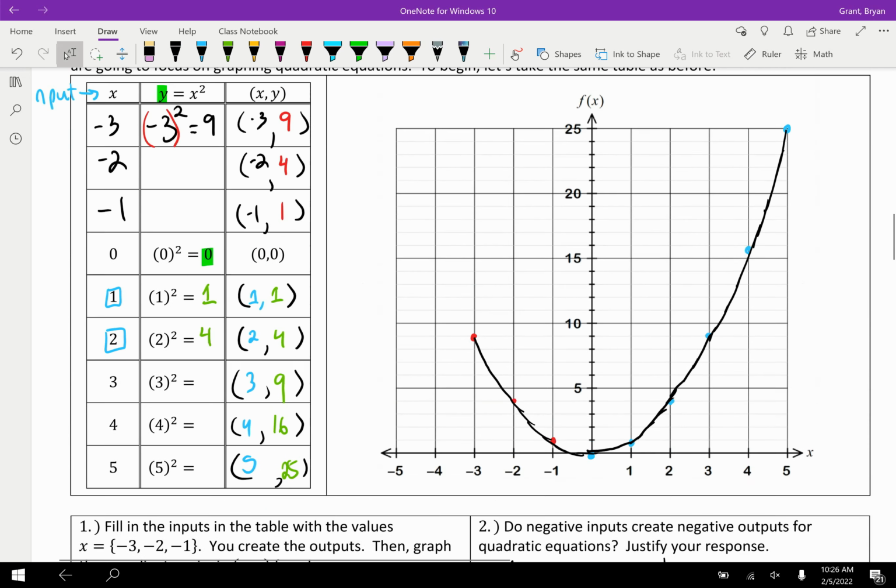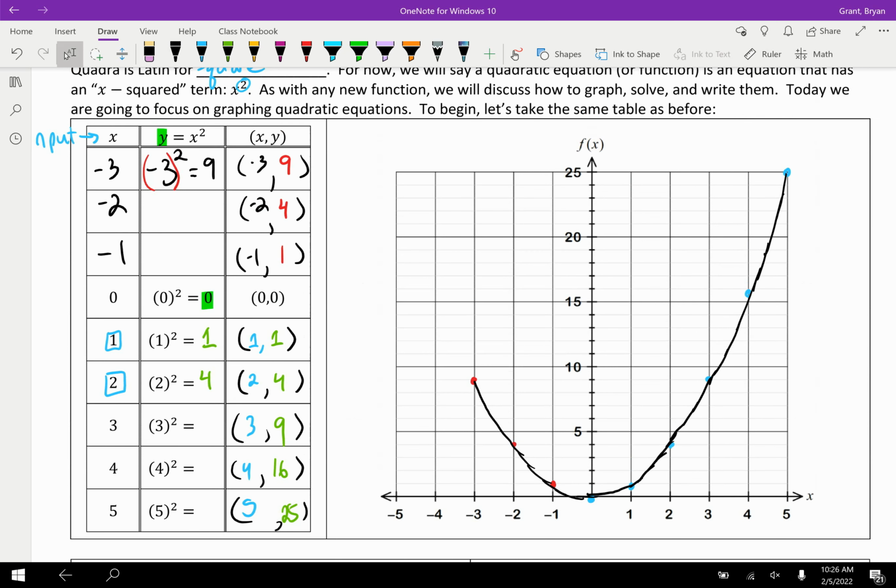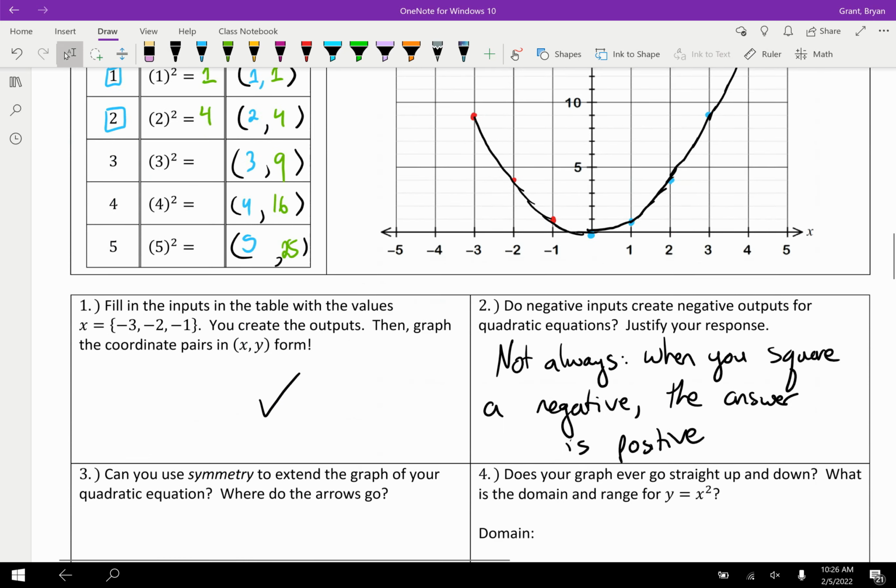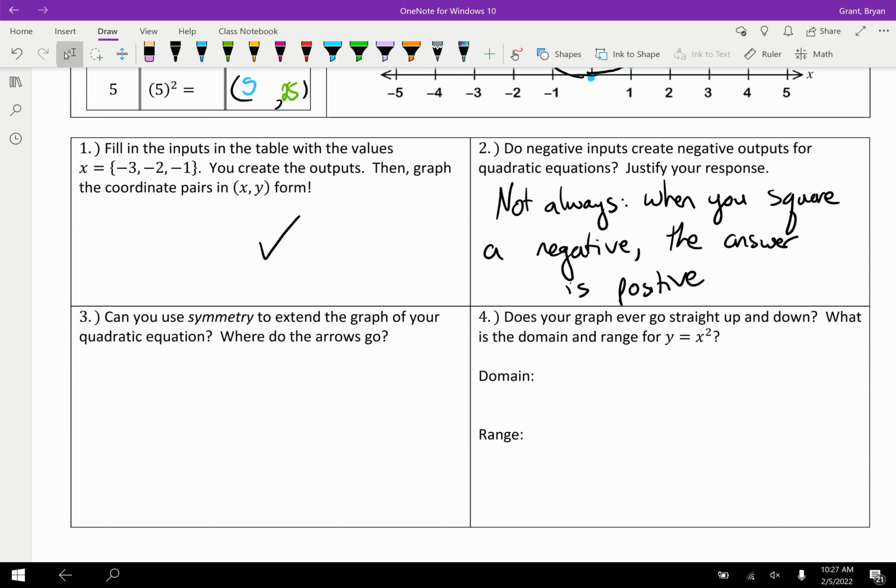All right, now let's jump back to this graph, because I mentioned it looks incomplete. And so number 3 is actually going to help us finish off this graph. And we're going to use the idea of symmetry to extend the graph of our quadratic equation. Where do those arrows go?